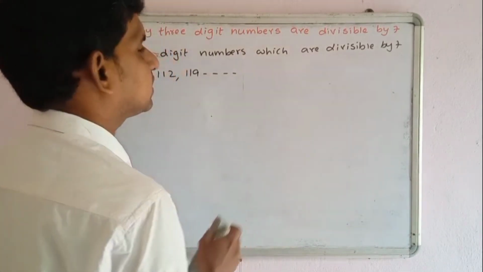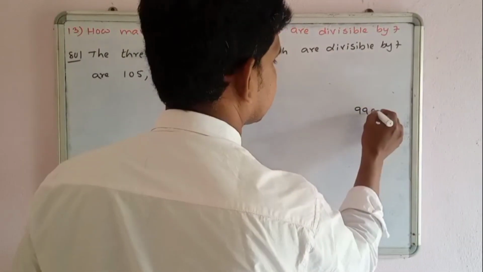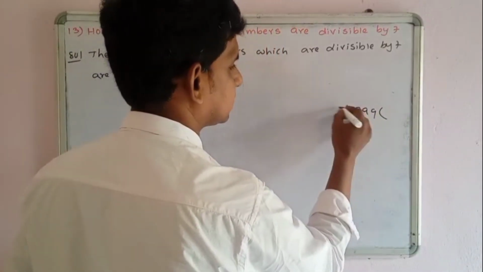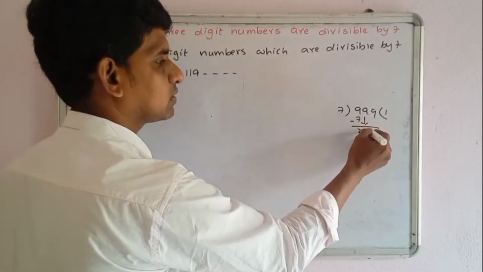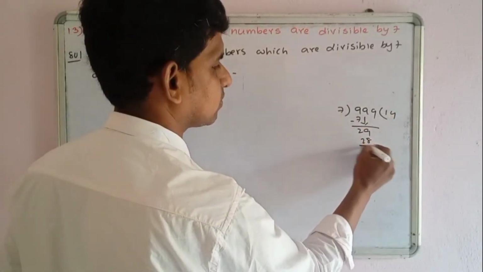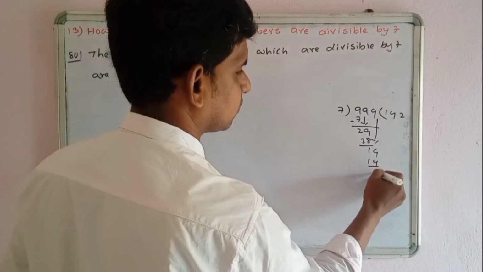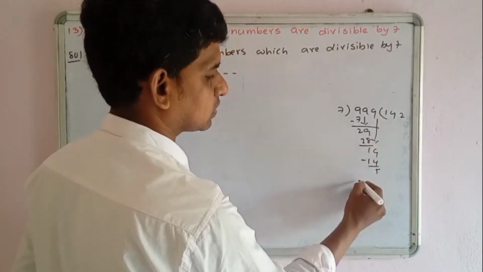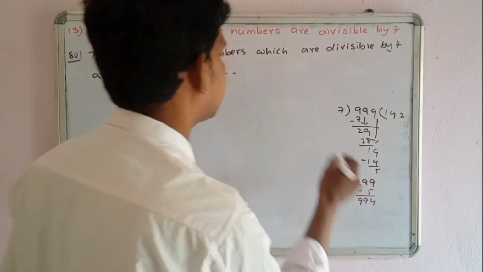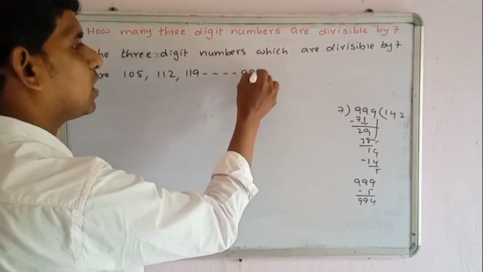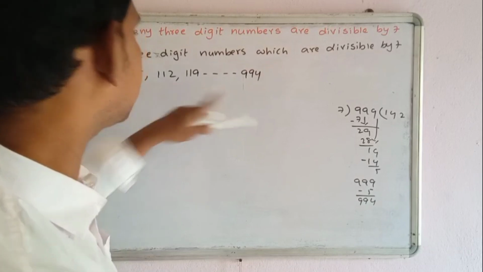So what is the last 3-digit number? 999. Okay. Is it divisible by 7? Check once. 7 1s are 7, 7 4s are 28, 7 2s are 14. So the remainder is 5. So 999 minus 5, that is 994. 994 is the last 3-digit number which is divisible by 7. So the question is how many are there?